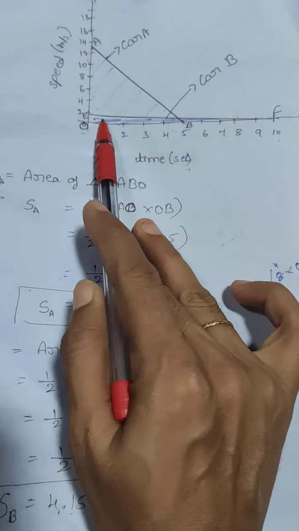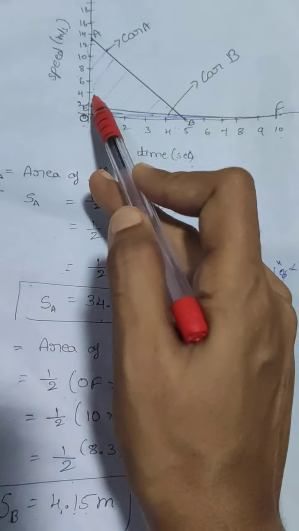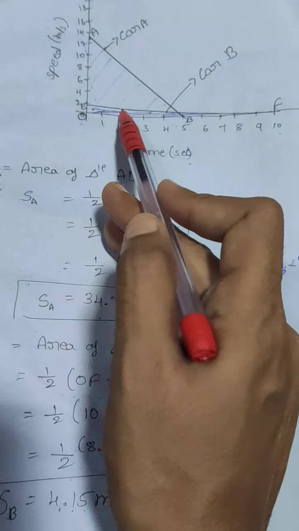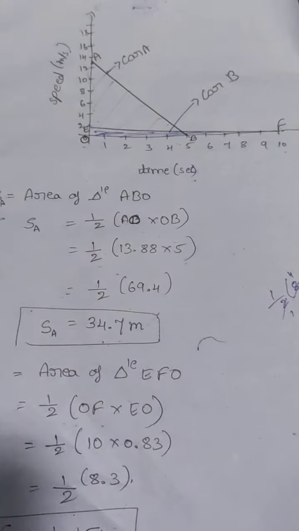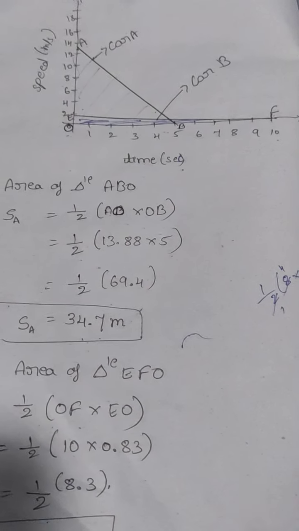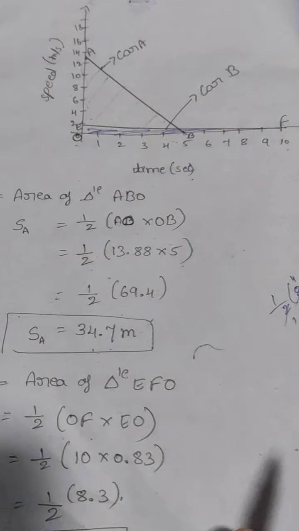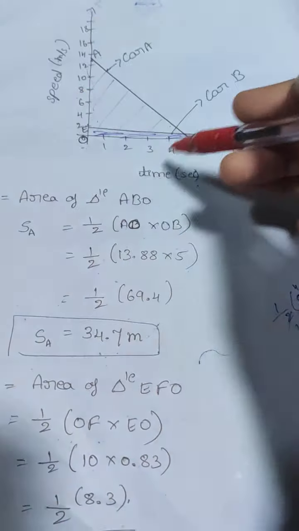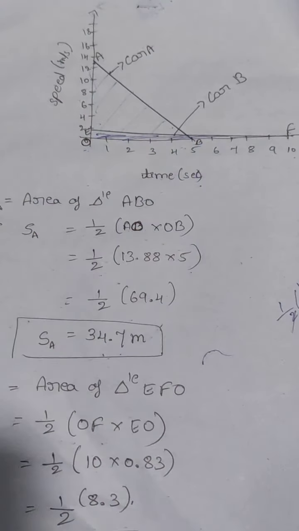So just make it differently. Yes, this is for car A and this is for car B. So this graph you have to plot in the graph sheet and then paste in your fair notes. Then only whatever the readings are there, these readings will be correct.